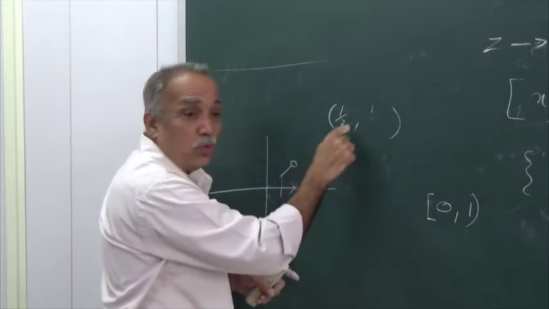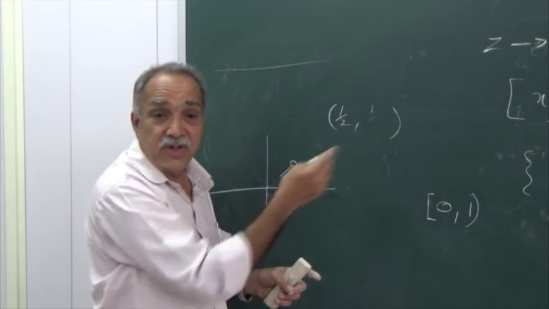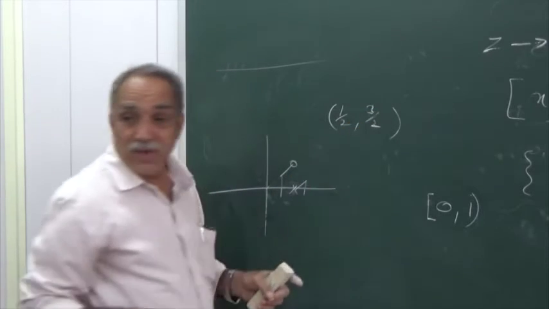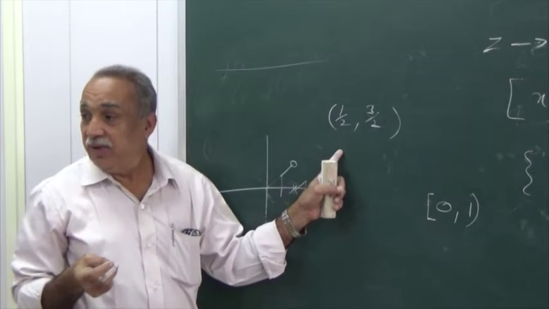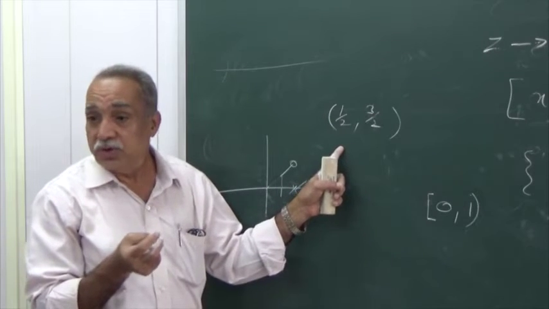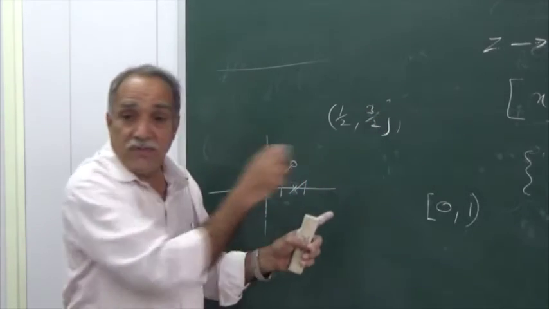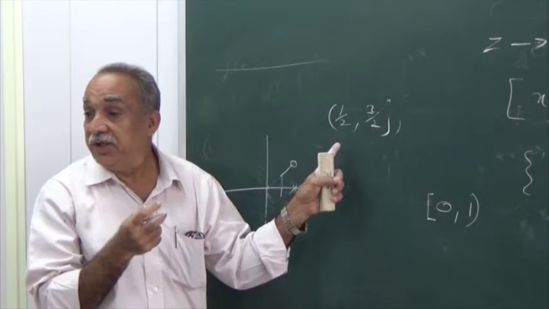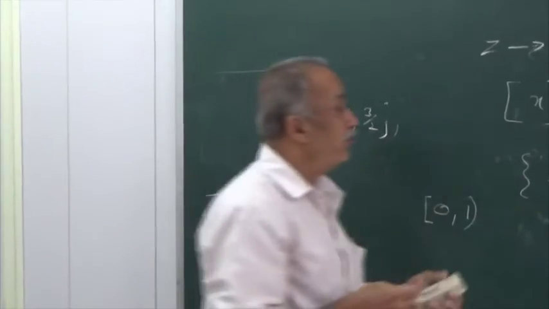Like this, to what stage can I go on this side? 3 by 2. Even now, this is one of the largest intervals where the function will be 1-1. I can even include one of the endpoints, not both, either half or 3 by 2. One of them can be included, and the function still remains 1-1. But for any increase in the size of the interval, that property will be lost.